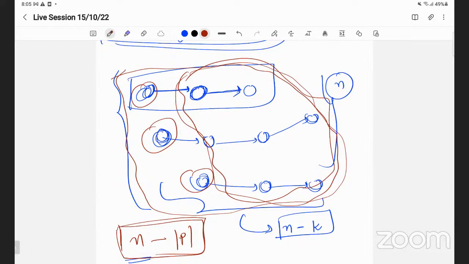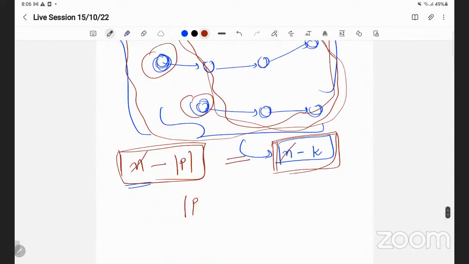And we also know that the total number of edges is exactly the same as the size of the matching, which is n minus k, as given in the statement. Since these two are equal, they cancel out, and we get that the total number of disjoint paths will be exactly k in the original graph. So this is the overall proof for the reverse direction.